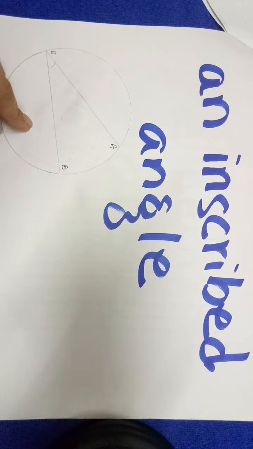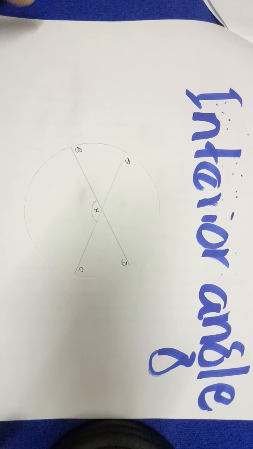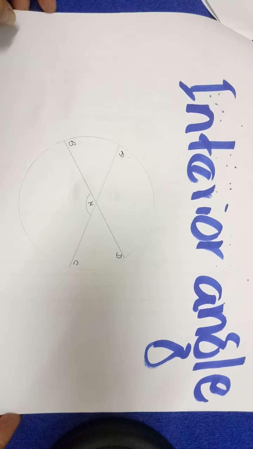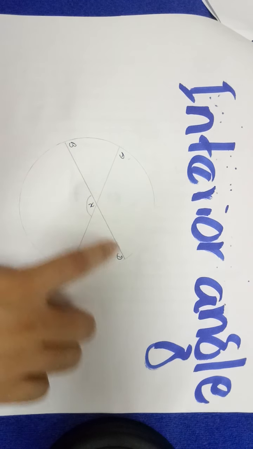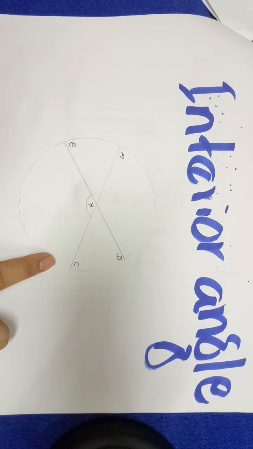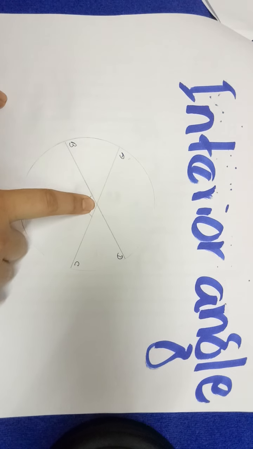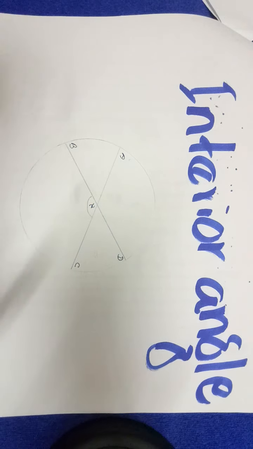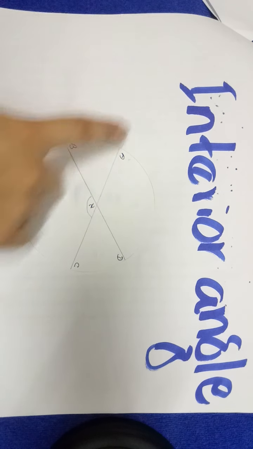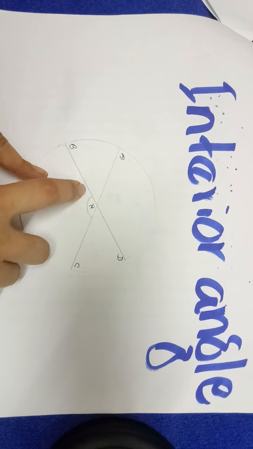angle. The third one is the interior angle. An interior angle is formed at the intersection of two lines that intersect inside the circle. Two lines intersect inside the circle, which is called an interior angle.